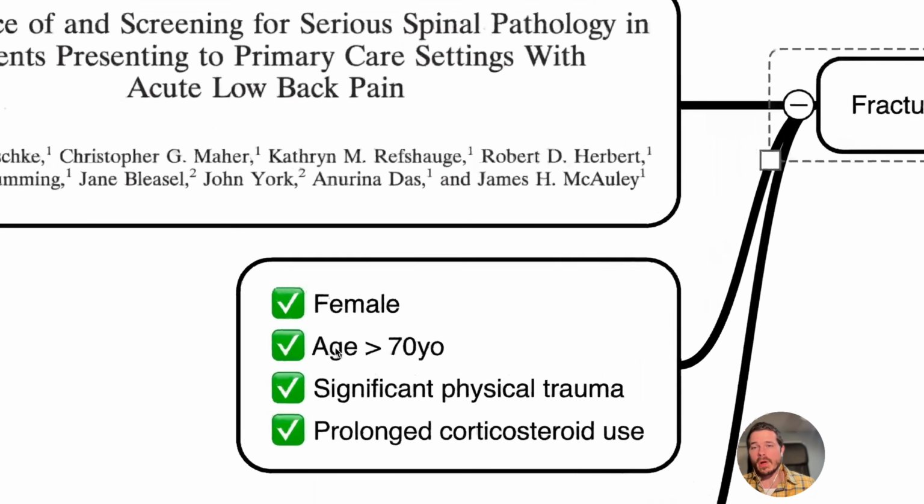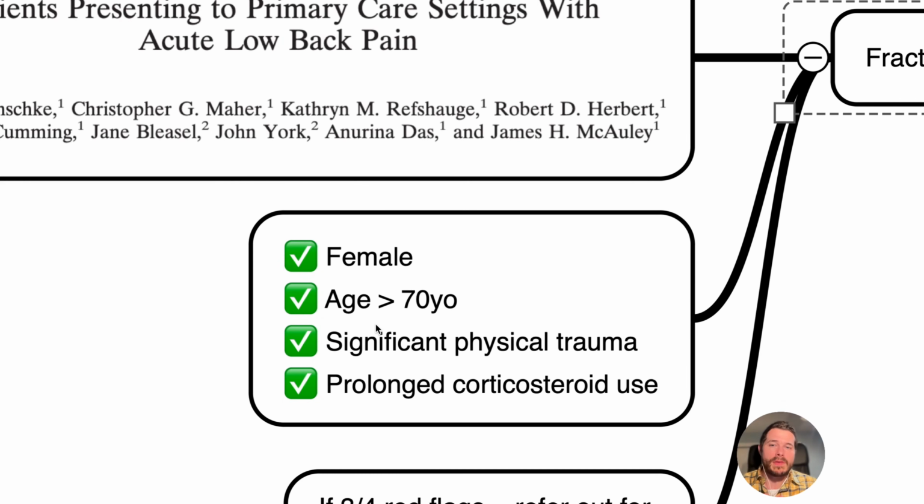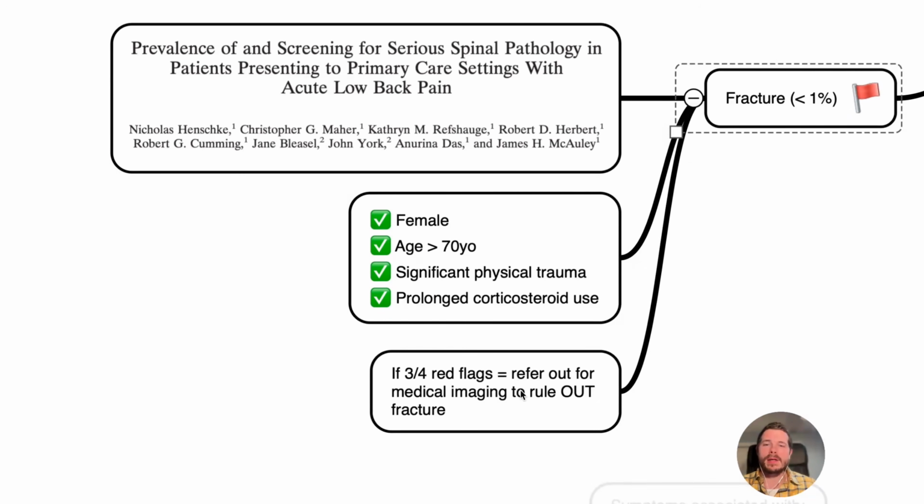So if you are of female gender, if you're greater than 70 years old, if you have significant physical trauma that is related to the onset of your symptoms, so maybe you fell, you had an accident, something like that, and you have a history of prolonged corticosteroid use. So we know that people who have taken steroids over a long period of time generally have more brittle bones. It tends to reduce bone density over time. So I'm going to recommend that if you have 3 out of 4 of these check marks here, that we get some medical imaging. And while I'm not the one maybe to make that call, go see your primary care doctor to rule out fracture.